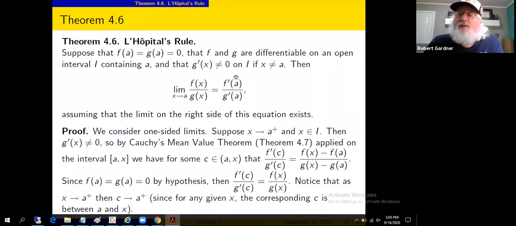And I want to see something like this. I don't see any limit stuff down here, and these don't have a's in them. But other than that, we're making small steps in the right direction. Okay, f of a and g of a were both hypothesized to be 0. So we can drop those from the conversation. Now we get that f prime of c over g prime of c equals f of x over g of x. You like that? Yeah, here's some derivative stuff.